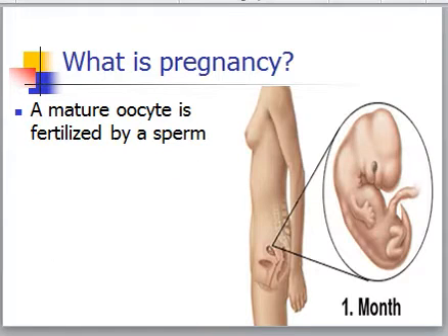Pregnancy is when a mature oocyte is fertilized by a sperm, so that is a pregnancy. Actually, pregnancy is a most precious event in the life of a married woman, as it proves her fertile capability and brings completeness to her womanhood, isn't it? So pregnancy occurs when a mature oocyte is fertilized by a sperm.